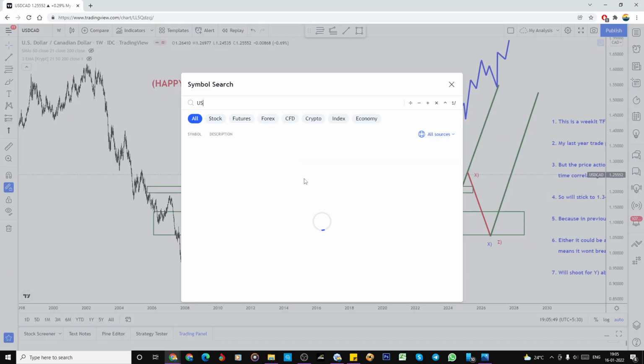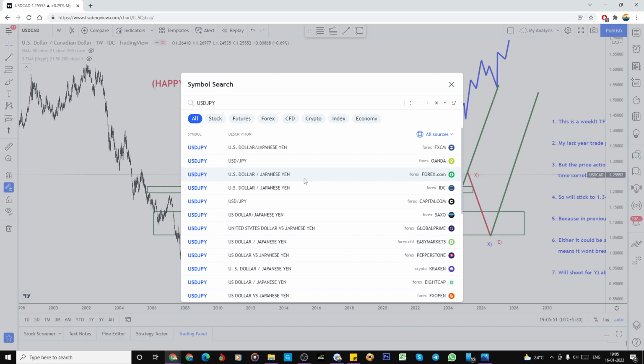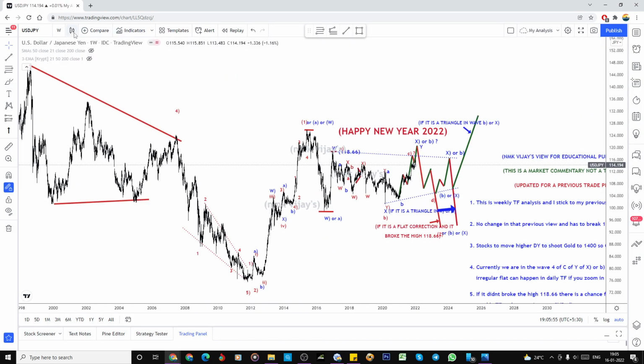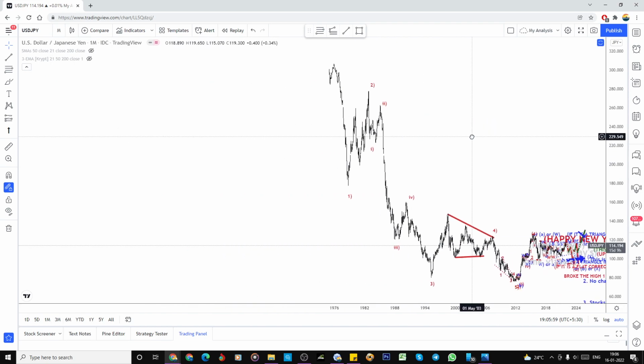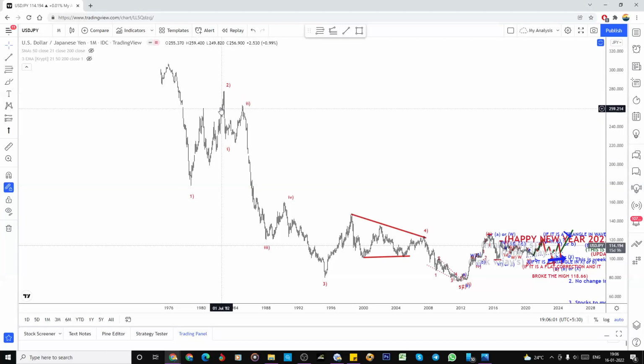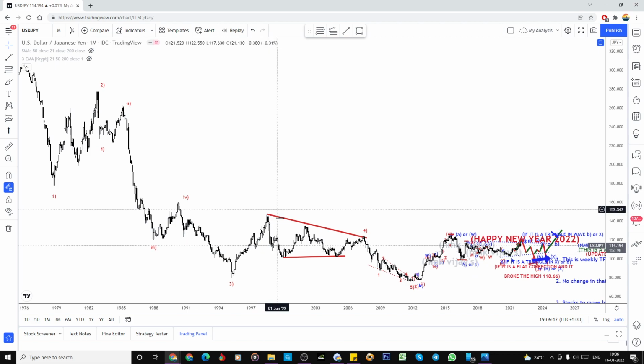So let's move on to the next. My favorite pair is USDJPY. So this is the monthly chart. In that, 1, 2, 3, 4, 5. So this is a 1, bigger 2, bigger 3. The third wave contains a five-wave structure inside that third wave. Later onwards 1, 2, 3, 4, 5.